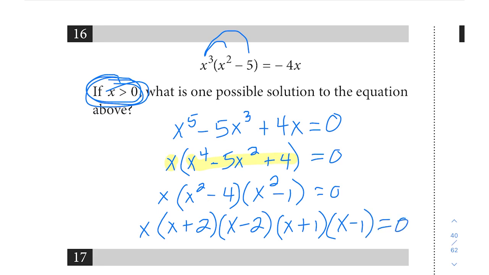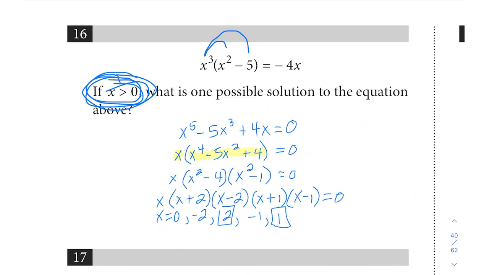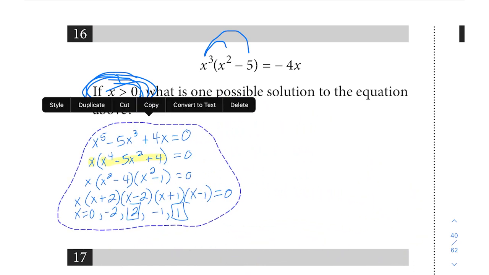Now when we set each of these equal to 0, then our results would be x equals 0, and then x could equal a -2, x could equal a +2, x could equal a -1, x could equal a +1. And because they give us this stipulation, it lets us know that the only two possible values that we could put in are 2 and 1 for that. Now if you're glancing at this, you might think, whoa, that looks pretty challenging for question 16. I thought that these grid-ins were supposed to go easy to hard, and they do.